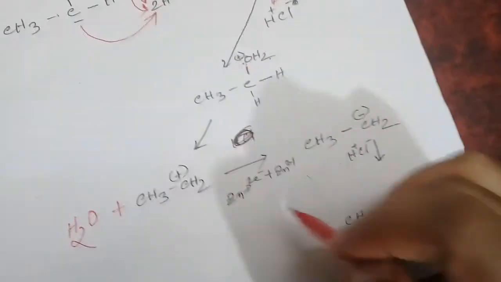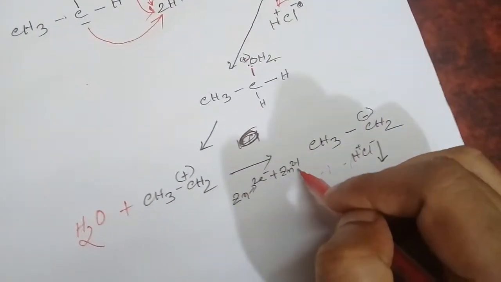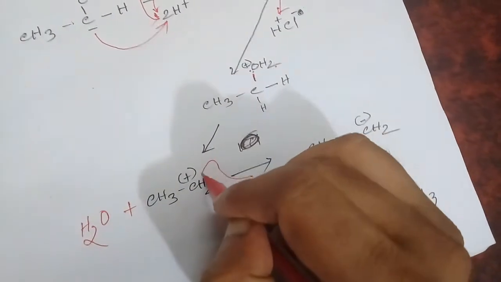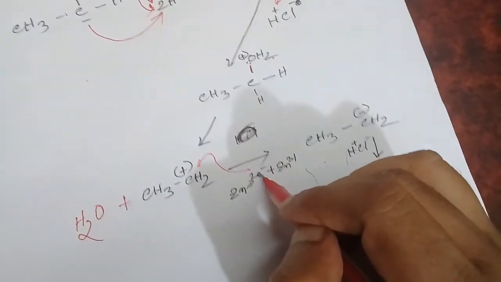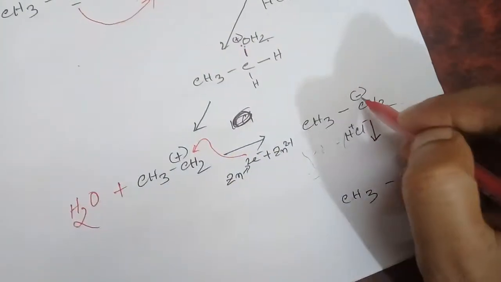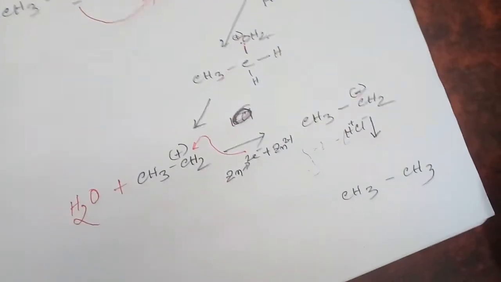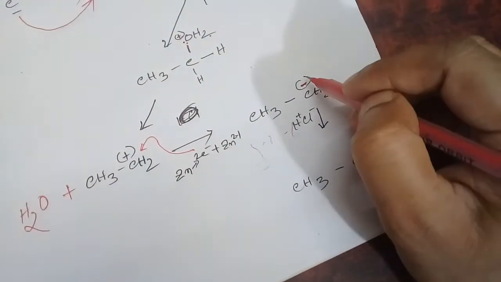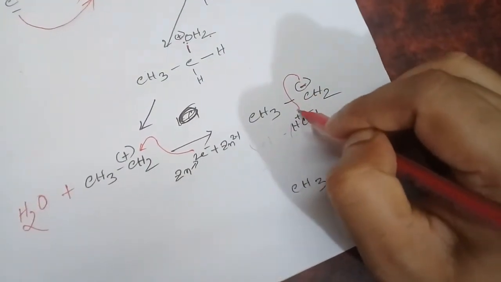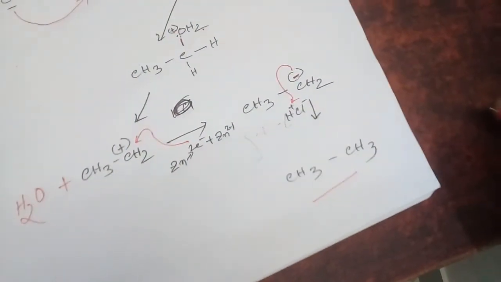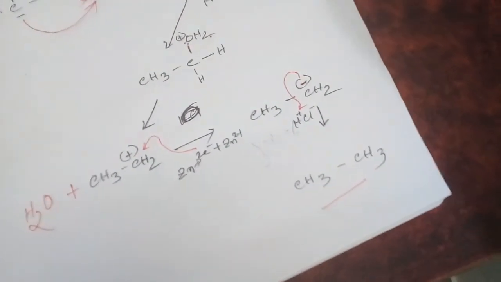So from the zinc we will get zinc 2 plus ion and 2 electrons. So this electron will attack this positive charge. One electron will remove one positive charge and one electron will create one negative charge. So we will get a negative charge here. And as HCl is available in the medium, this negative charge will attack this positive H plus ion and we will get ethane. And this is the mechanism of the Clemmensen reduction reaction.